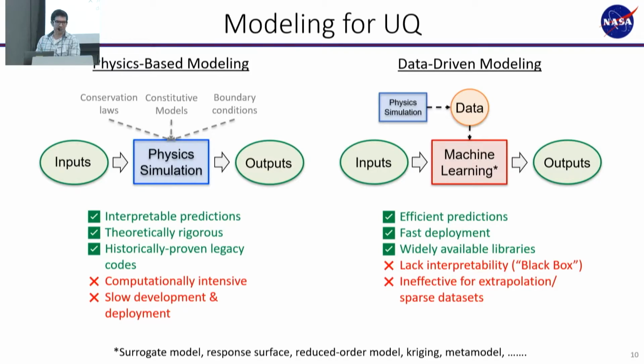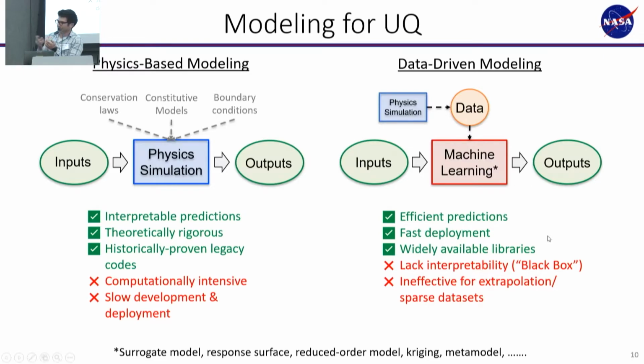That's brought about the term the black box, so we don't often know why we're getting predictions that we are using a machine learning model like deep learning. And then finally, ineffective for extrapolation or sparse data sets. So your machine learning model is only going to be effective and trusted where you actually have training data. So trying to extrapolate beyond that is essentially dangerous.